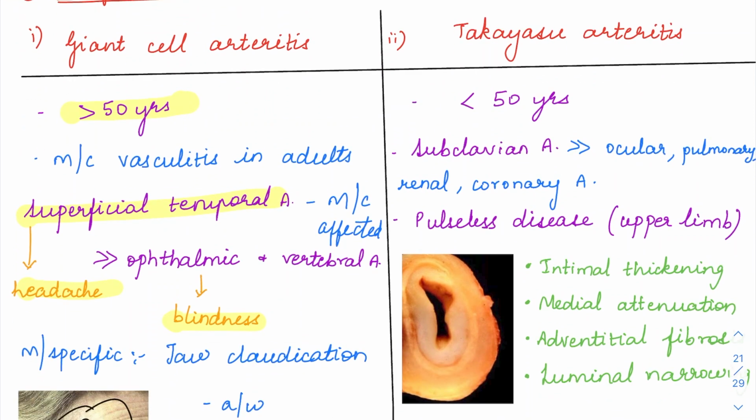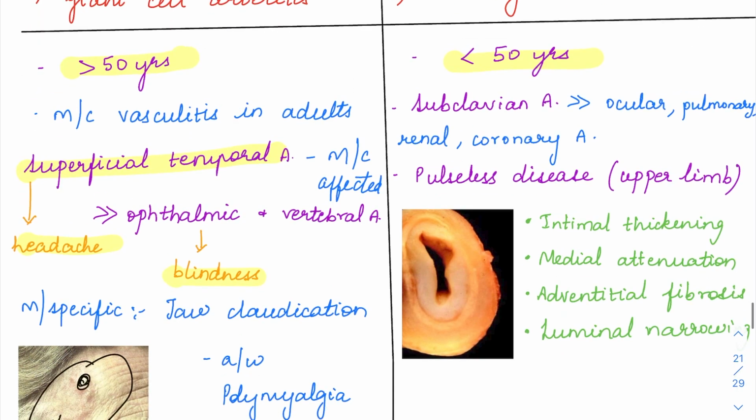Next we'll be seeing the other large vessel vasculitis, which is Takayasu arteritis. Takayasu arteritis is seen in the age group of less than 50 years. Here the most common vessel involved is the subclavian artery, a branch of the aorta, which supplies the upper limb. Because of this vasculitis, the patient will not have a pulse in their upper limb. So it is also called pulseless disease.